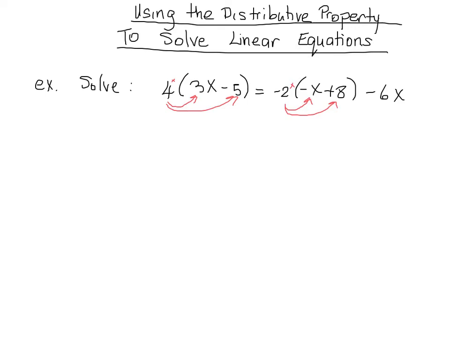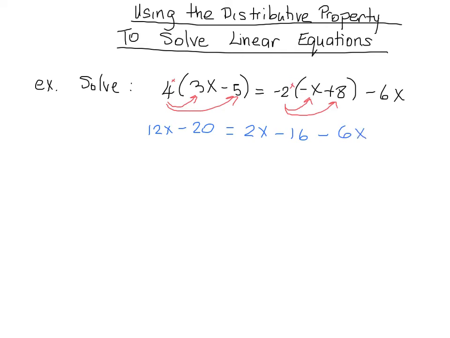We get 4 times 3x gives you 12x minus 4 times 5 gives us 20. So that is equal to, again we do negative 2 times negative x gives us positive 2x, and we have negative 2 times 8 gives us minus 16. And we had our 6x at the end, so we get that there also.